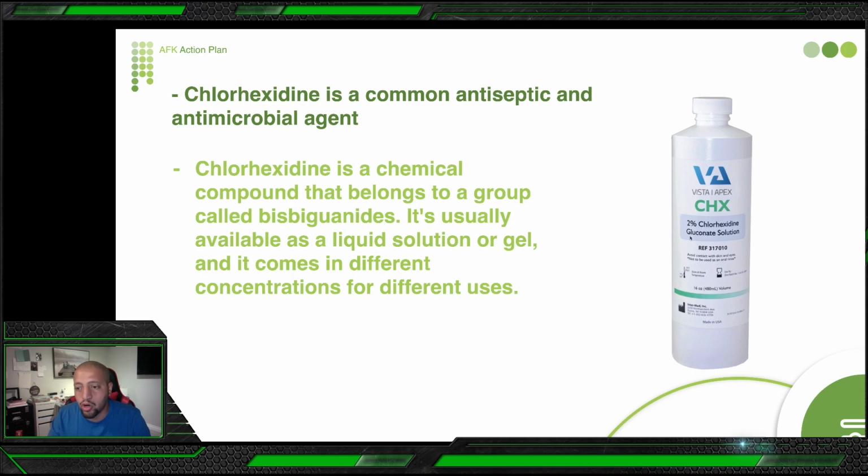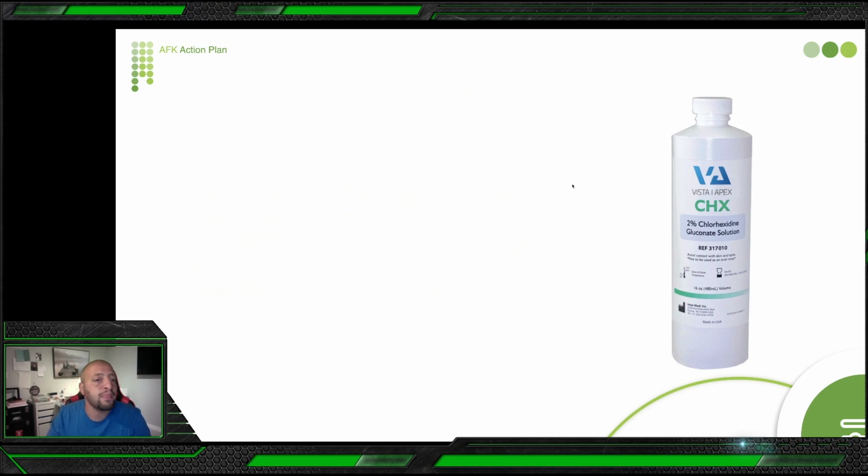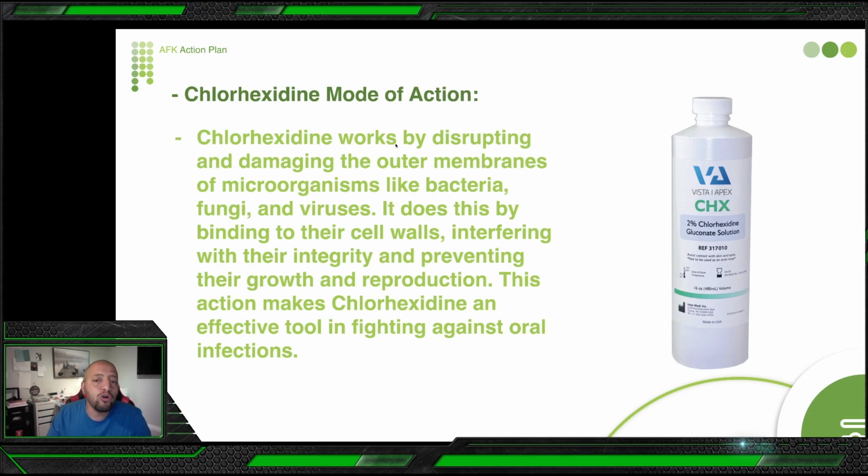So this is the mouthwash. This is the liquid form. It has 2% and it's acting as an antiseptic and antimicrobial agent. How does it work? Chlorhexidine works by disturbing and damaging the outer membranes of microorganisms like bacteria, fungi, and viruses. It does this by binding to their cell wall, interfering with their integrity and preventing their growth and reproduction. This action makes chlorhexidine an effective tool in fighting against oral infection.